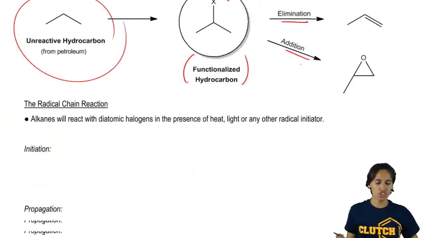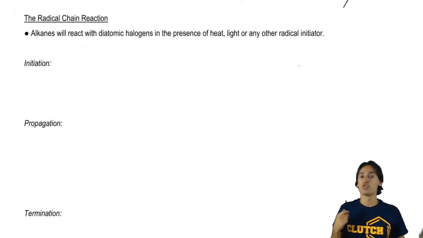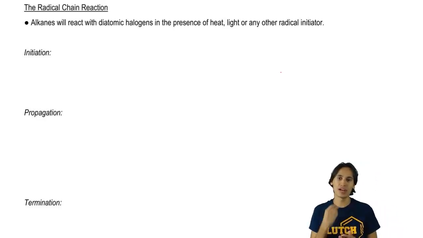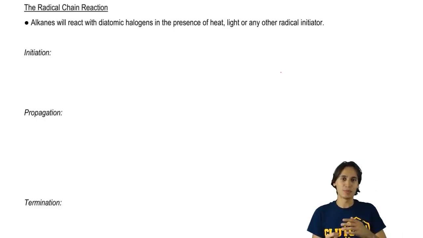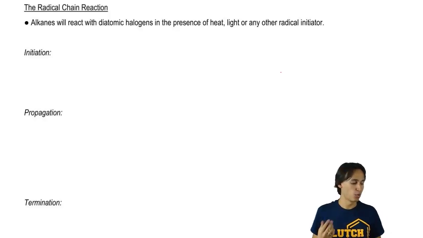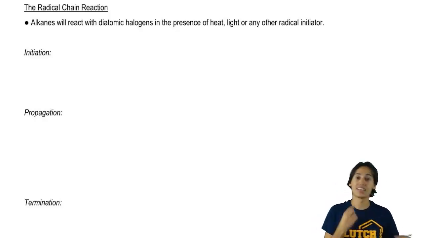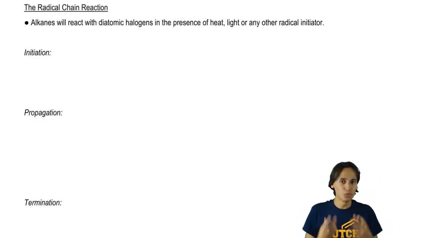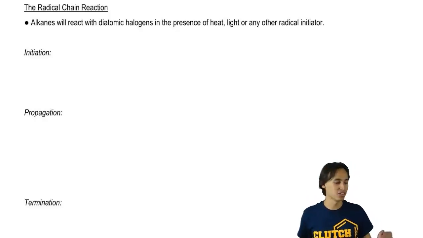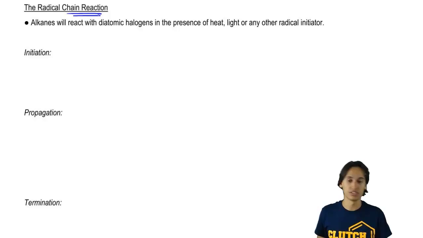So let's just go ahead and talk about it. It turns out that radicals are so high energy that once they react with something, they're going to keep trying to give away that high energy intermediate, okay? And what winds up happening is that it's like a game of hot potato, where no one wants to have the hot potato, so they keep passing it along, and it forms what's called a radical chain reaction, okay?